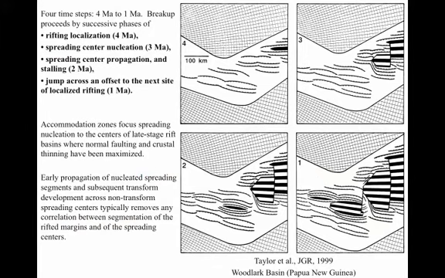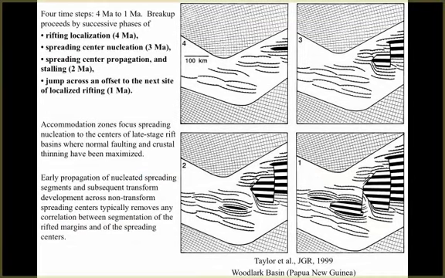And what we see is this time progression from 4 million years to 1 million year. The breakup is proceeding by successive phases of rifting localization at 4 million years, continuing on to spreading center nucleation at 3 million years, the propagation of the spreading center and the stalling at 2 million years, and then a jump across an offset to the next site of localized rifting at 1 million year.